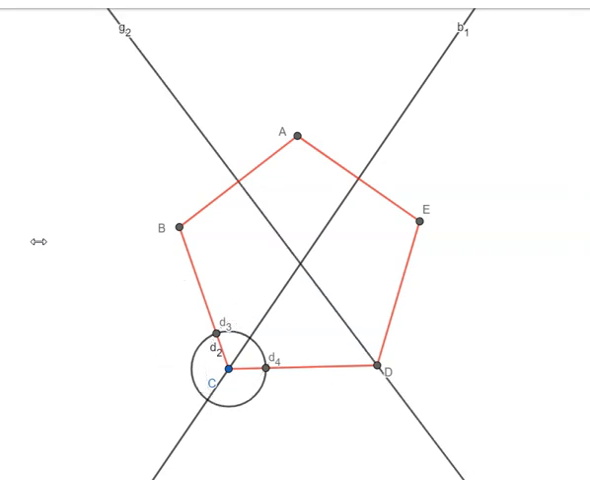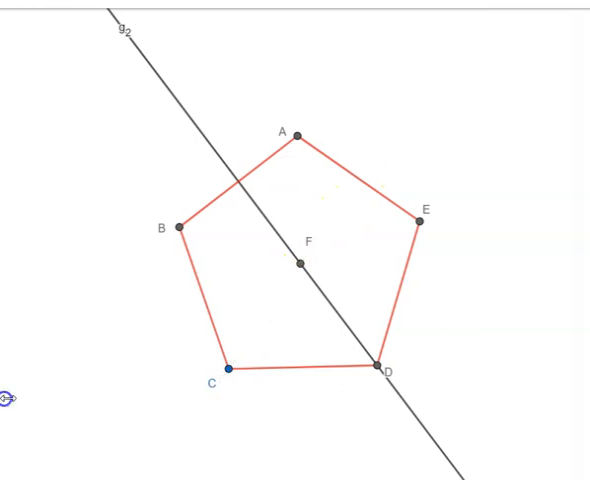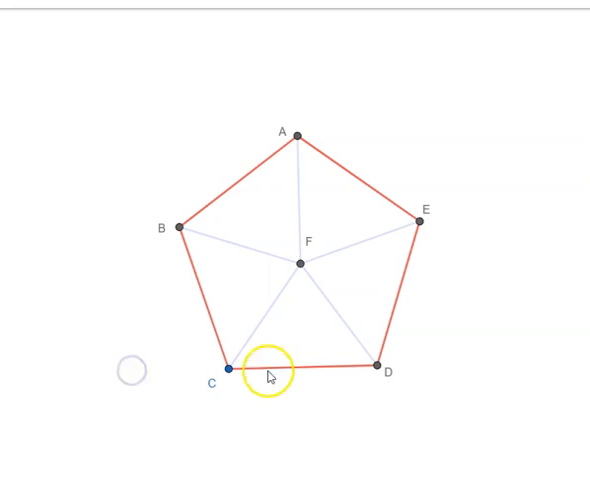And let's hide all these elements. The intersection of these two lines, let's say F. And now we don't need these two. Now let's join CF, DF, BF, AF, and EF. Now remember, using a previous proposition, we bisected this angle BCD and CD, right?